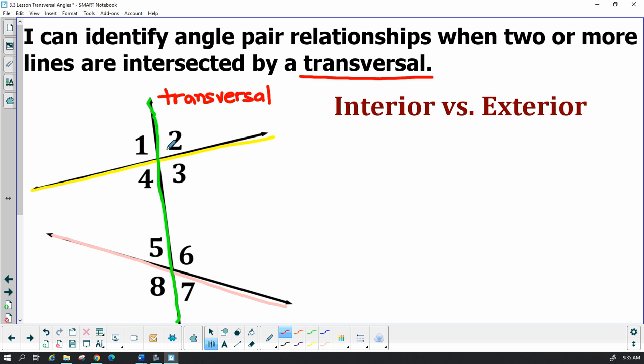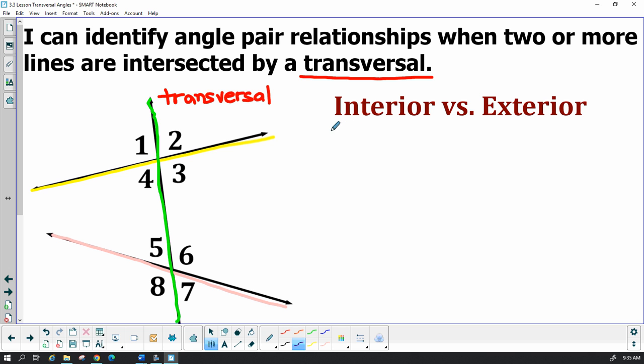And each line that gets intersected, there are four angles created by the transversal and that line. So the green transversal and the yellow line make four angles. The green transversal and the pink line make four angles. And we also create these sort of boundaries.